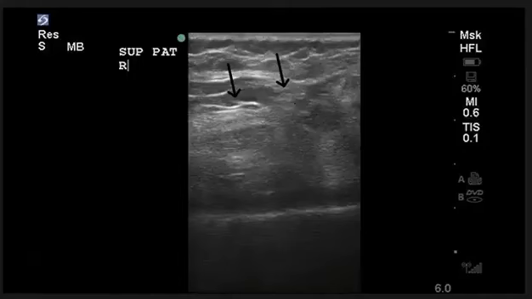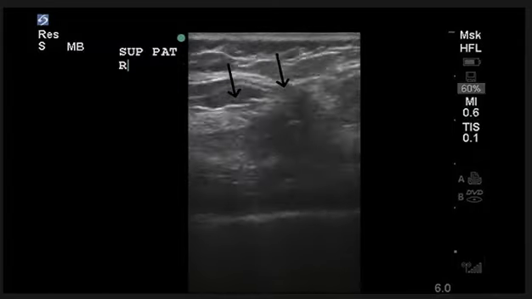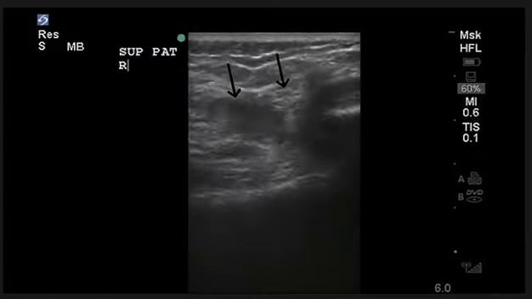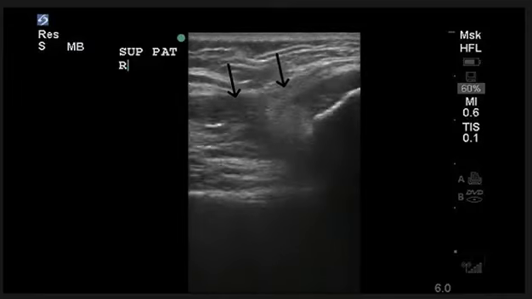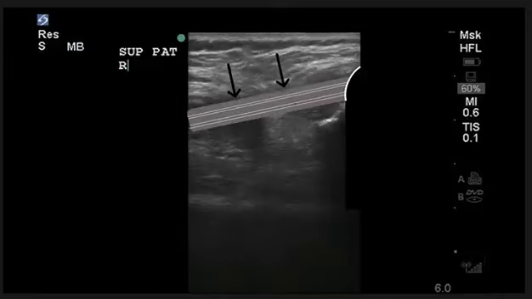Here you can see there is a disruption in the quadriceps tendon. Those stripes we saw on the last clip aren't very clear anymore, and there's some fluid in there. This is consistent with a quad tendon tear, right? We don't see that nice stripe look anymore.